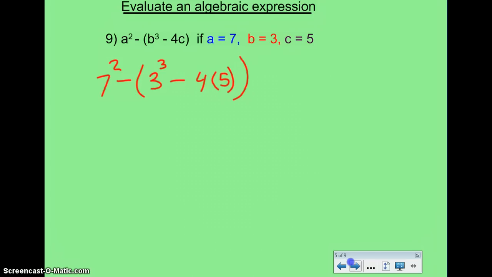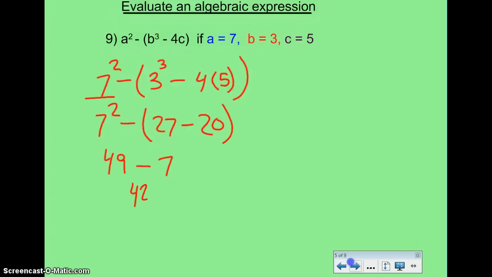And now again we need to go back and follow the order of operations. We get 7 squared minus 3 to the third, which is 27, minus 20. Can go ahead and take care of the 7 to the second. I could have done that up in this step also. That is 49 minus 7. And we end up with the final answer of 42.